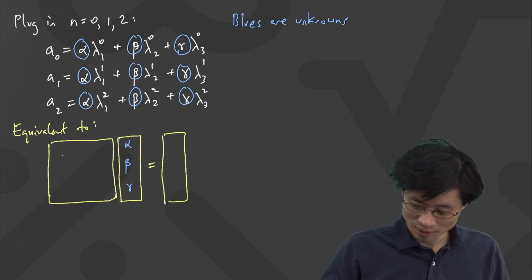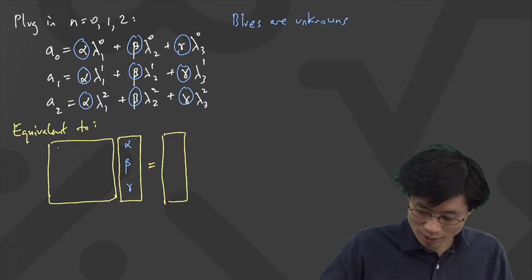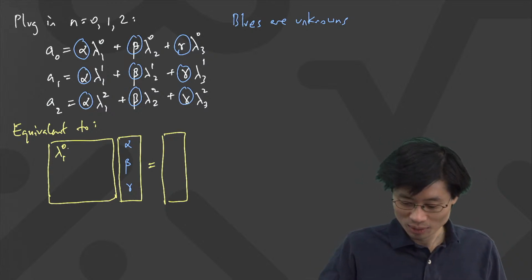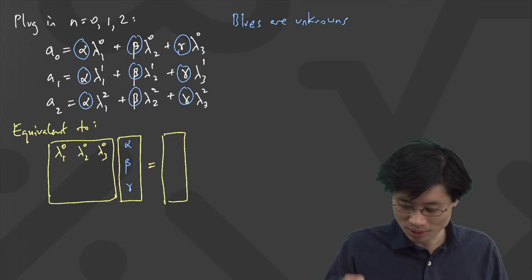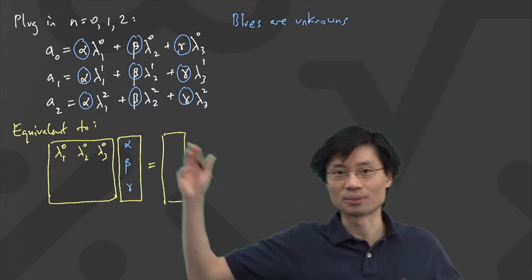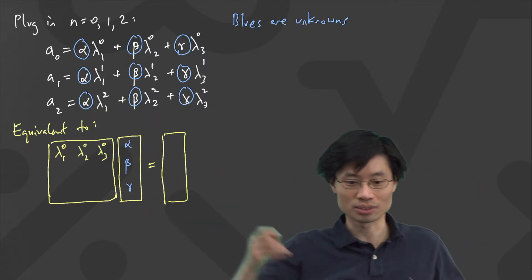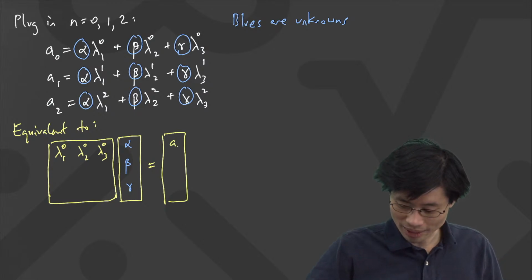Isn't it just the transpose? Yes, it is. It is just the transpose. No, don't worry. Like this is hard stuff. We just did a whole lot of crazy stuff today. This is lambda 1 to the 0, which is actually 1. And then this is lambda 2 to the 0, which is also 1. And this is lambda 3 to the 0, which is also 1. Because that's your top row, right?